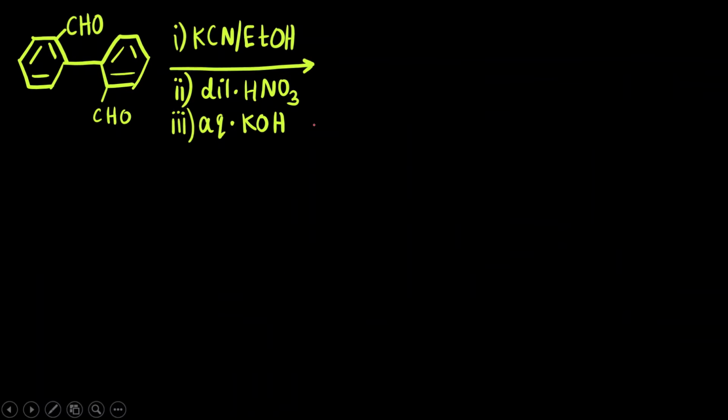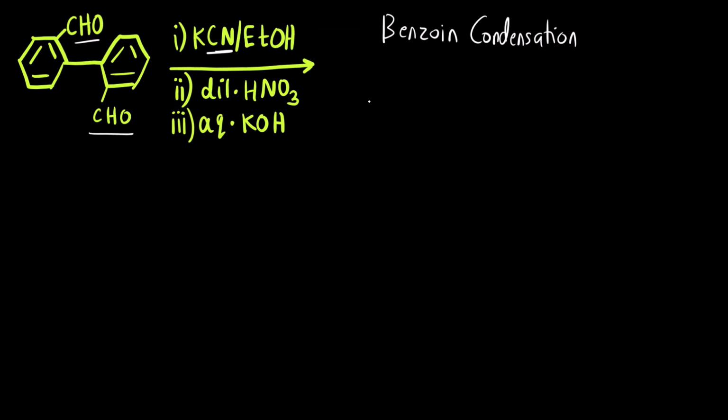Okay, now this question. Dialdehyde is there. So always remember, when this type of compound is there and CN is there, which condensation takes place? The name reaction called benzoin condensation. Okay, and how does it take place? We'll see the mechanism.